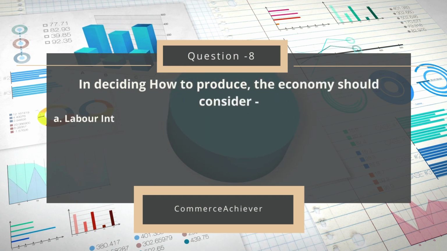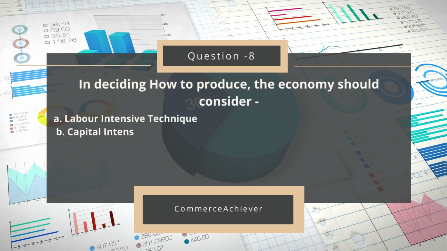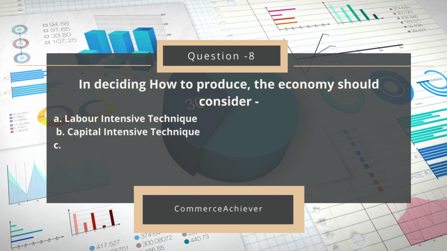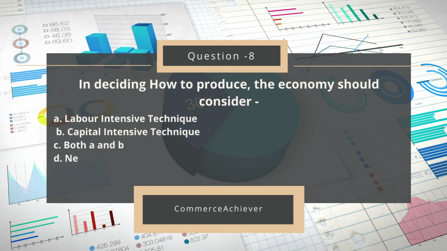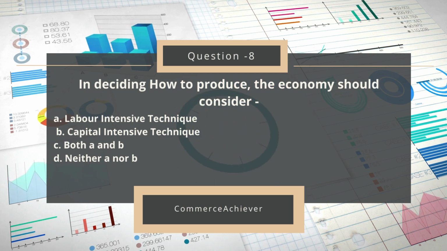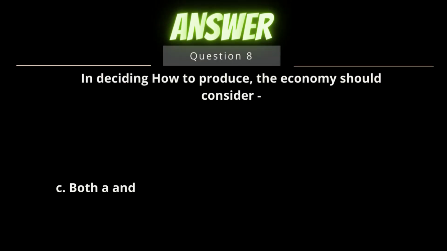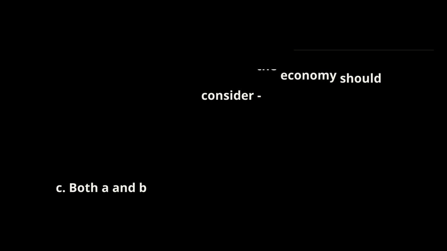Next, question number 8. In deciding how to produce, the economy should consider: A. Labor intensive technique, B. Capital intensive technique, C. Both A and B, D. Neither A nor B. So, in deciding how to produce, the economy should consider both capital and labor intensive technique.